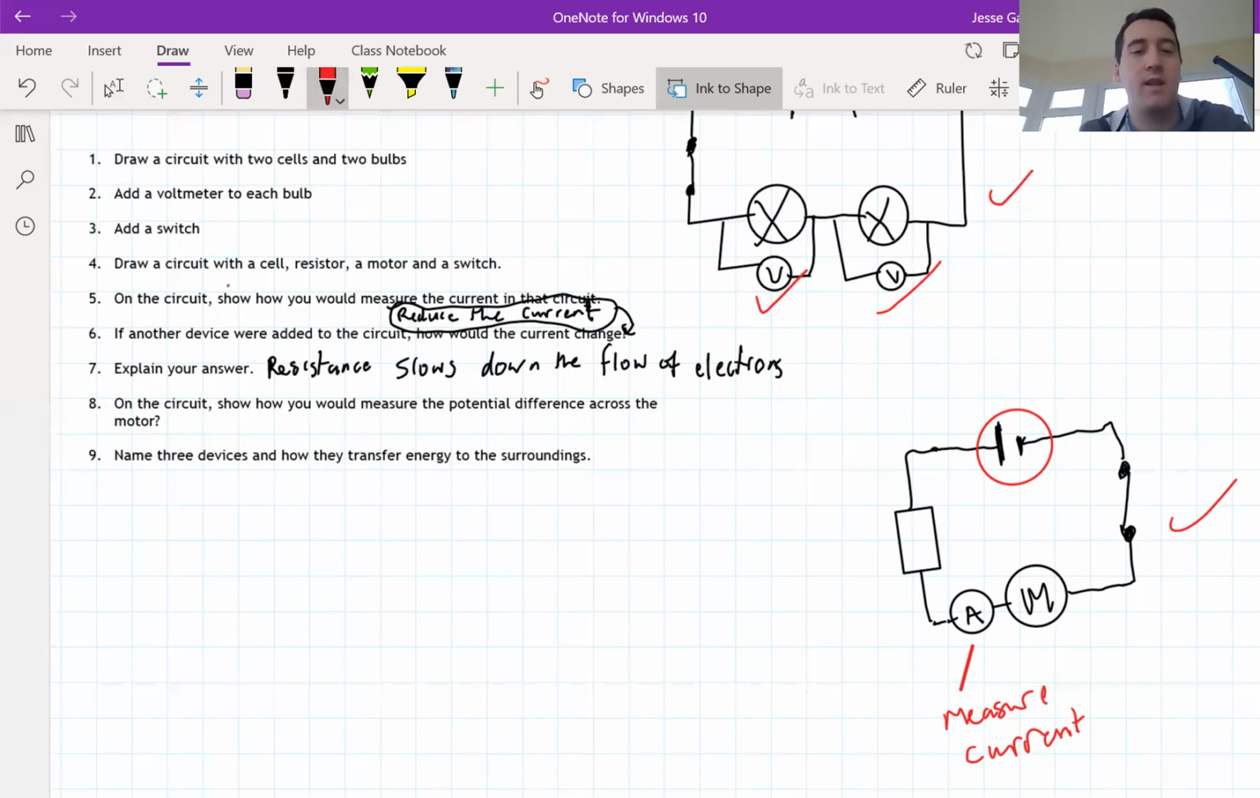So hopefully you said something like that. Slow down the flow of electrons, and why? Well, they add a resistance which slows down the flow of electrons.